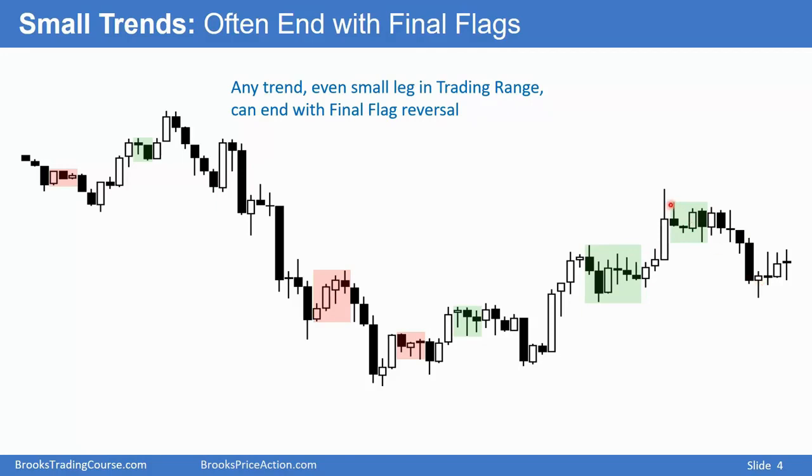Also here, we have a couple legs down, 1 pullback, 2. This bar went above the high of that bar. The bull trend tried to resume. This is also a final bull flag before we got a reversal.